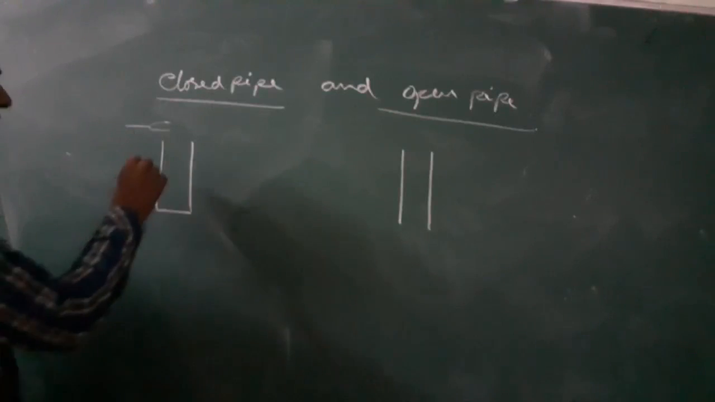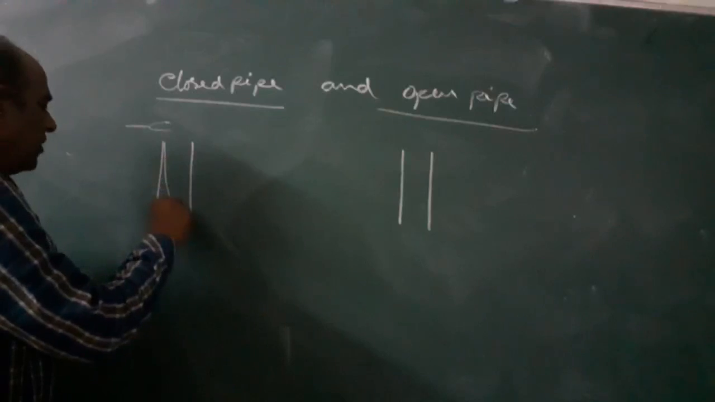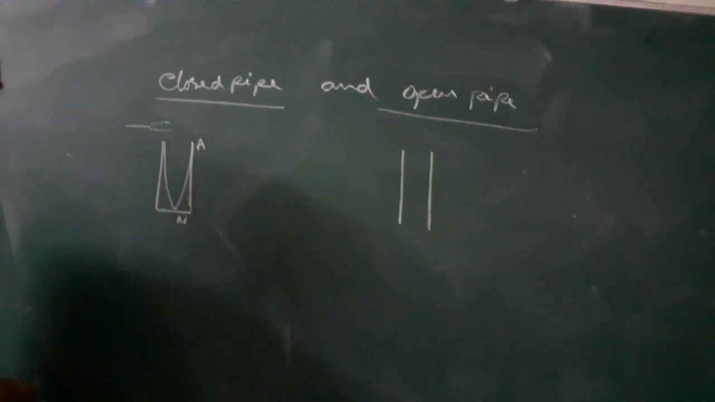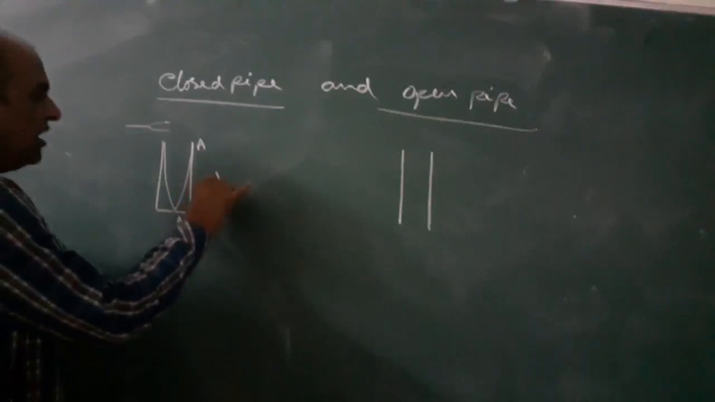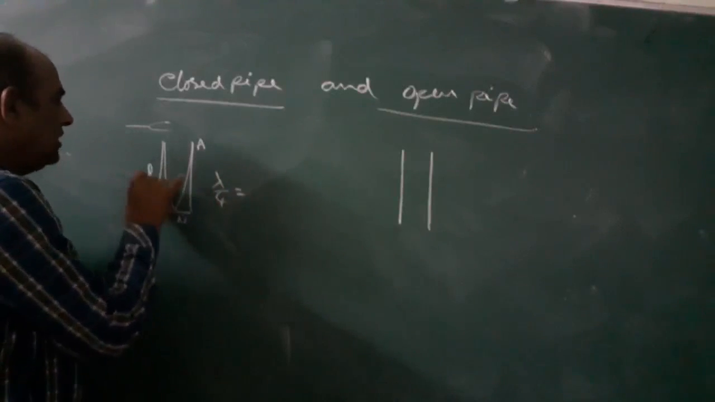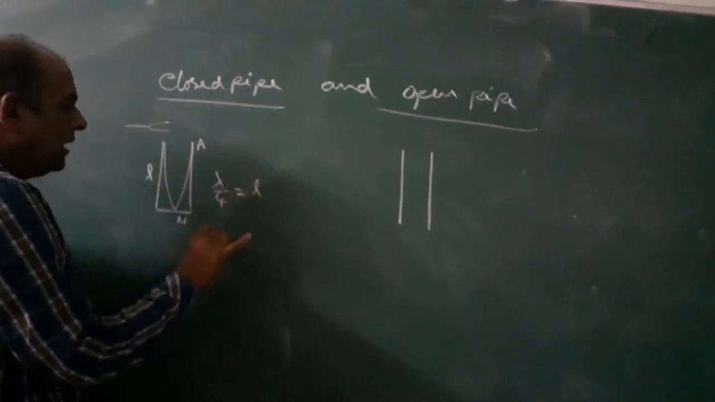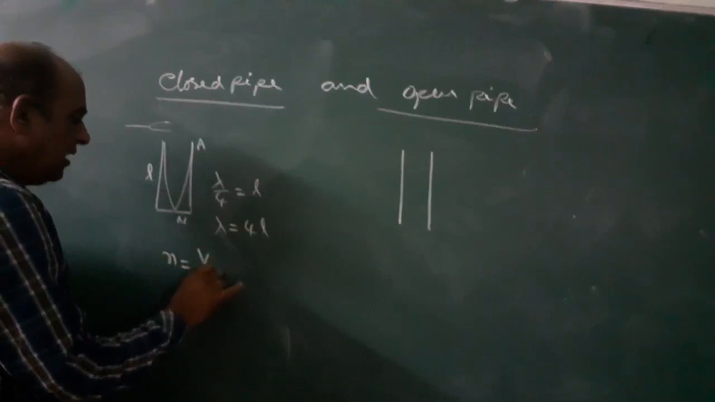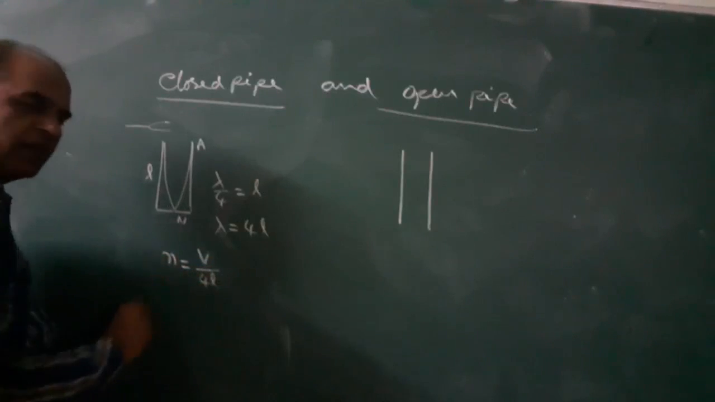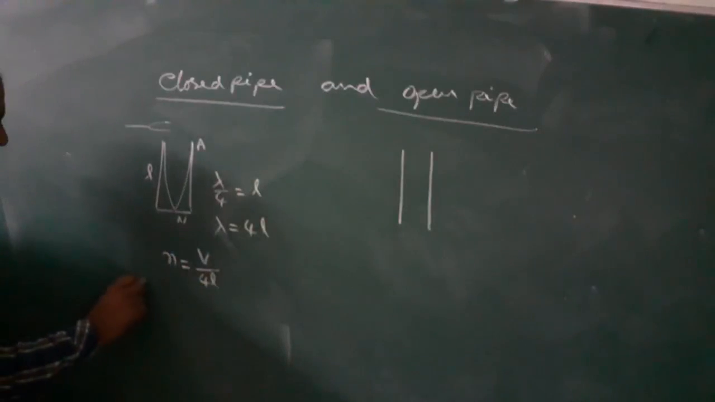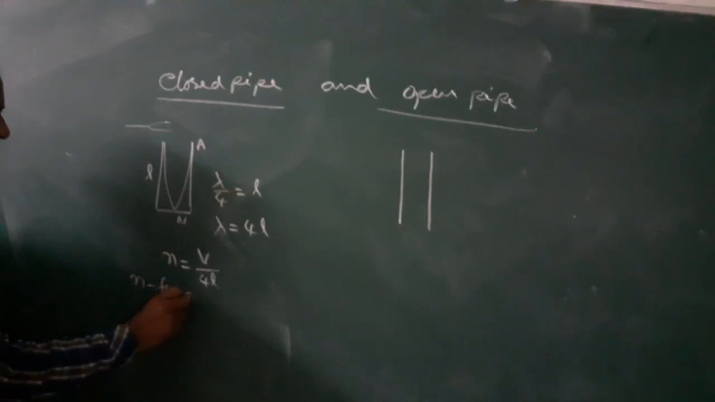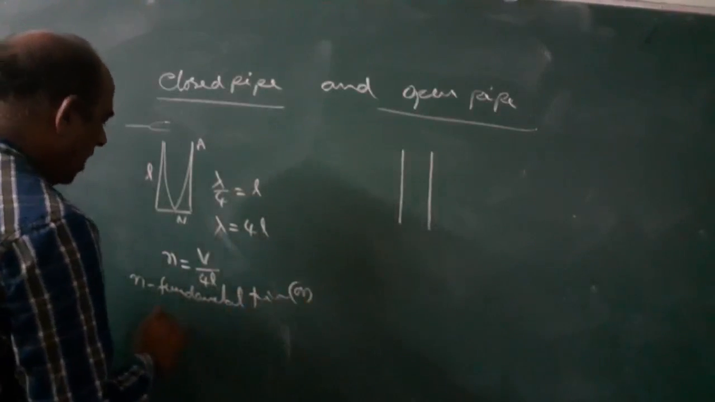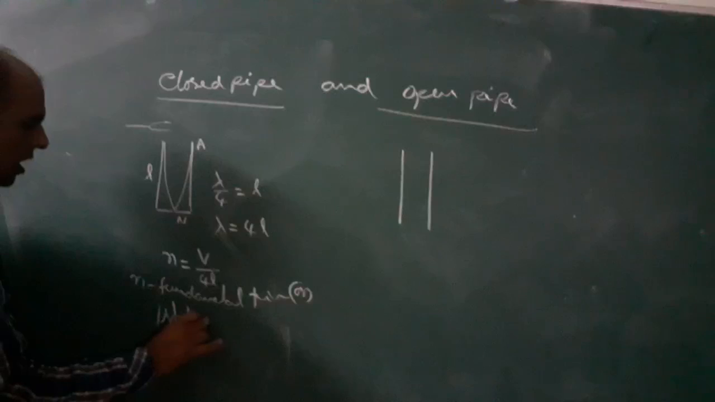In the first mode of vibration, the air column can vibrate with a half loop. Here antinode, here node. The distance between node and antinode is lambda by 4, that is equal to the length of the closed pipe L. Therefore, lambda is equal to 4L. Therefore, frequency is V by 4L. So this N is called the fundamental frequency of the first harmonic.